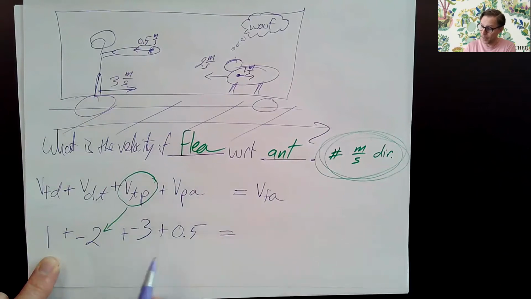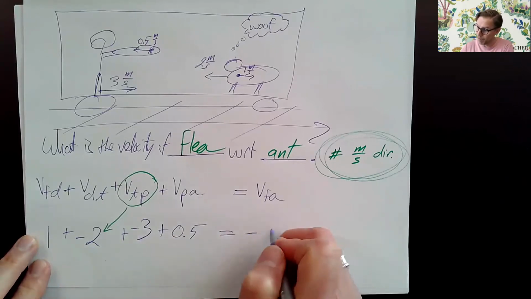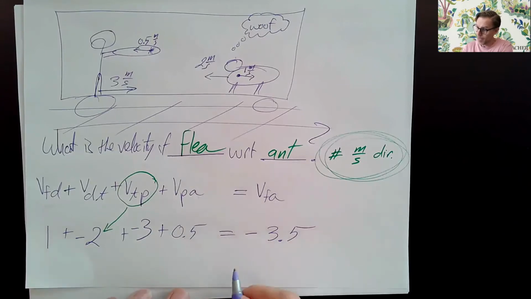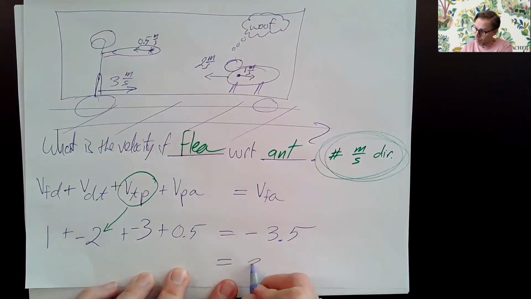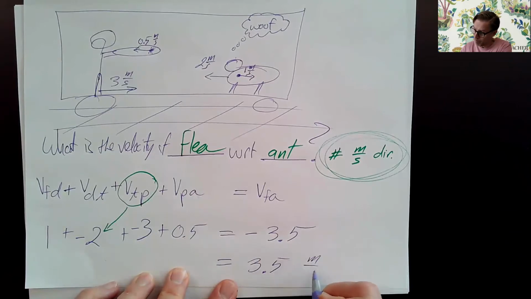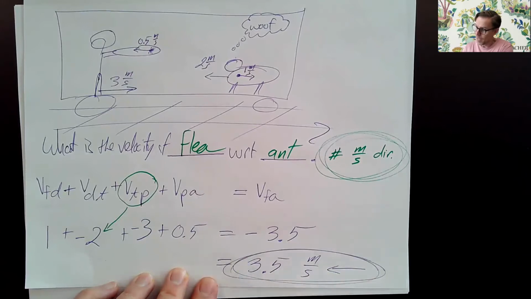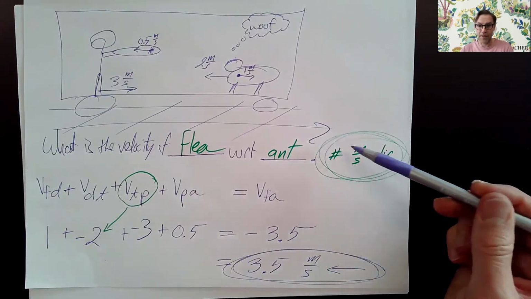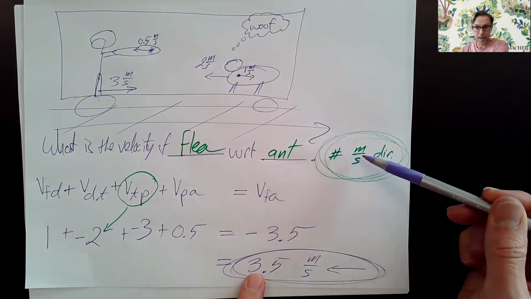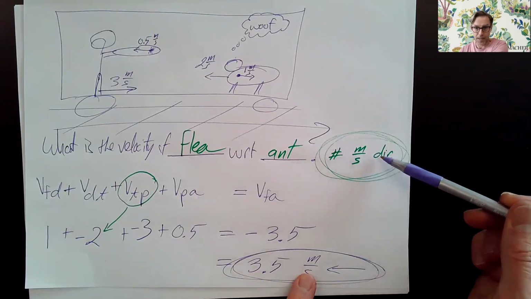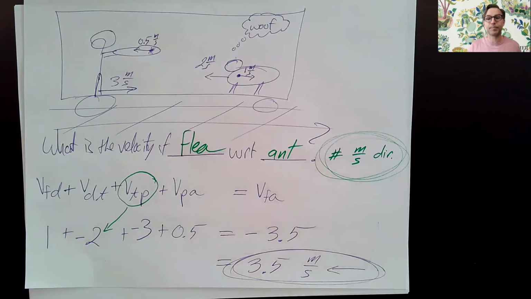And then I just have to add these. -3 and -2 is -5, plus 1 is -4, plus 0.5 is -3.5. And instead of -3.5, I'm going to call that 3.5 meters per second. The negative means to the left. And then, like I said, all answers have a number, 3.5, a unit, meters per second, and a direction, to the left. That is how we do relative motion.